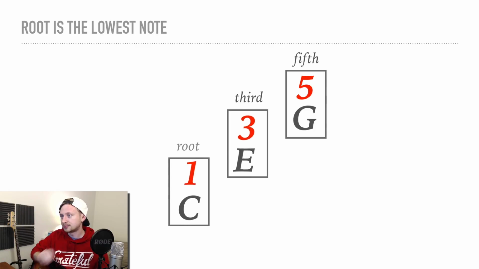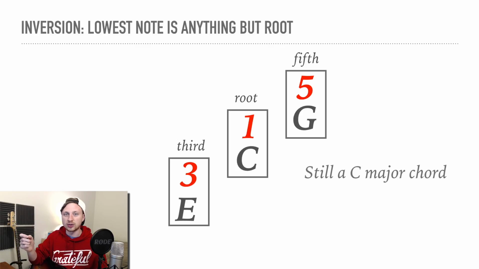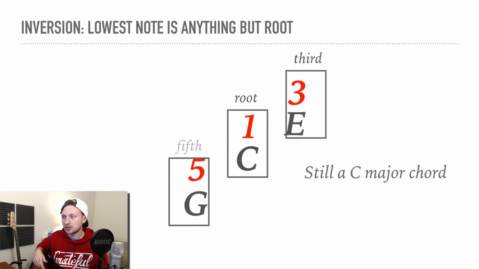But what if I were to swap this around and put the E note in the bass? It's going to sound a little different, but this is still a C major chord. We still have our root, 3rd, and 5th, scale degrees 1, 3, and 5. We're still playing a C, E, and G, but the lowest note in this chord now is an E, whereas before it was the C. All that's doing is changing the feel or the flavor of the chord, the way it sounds.